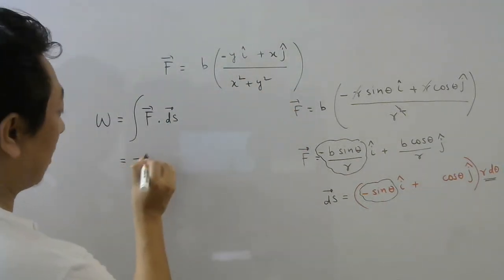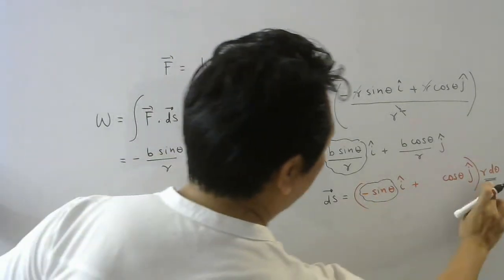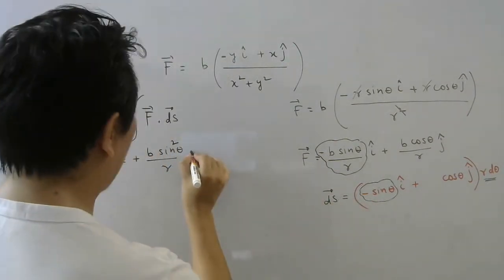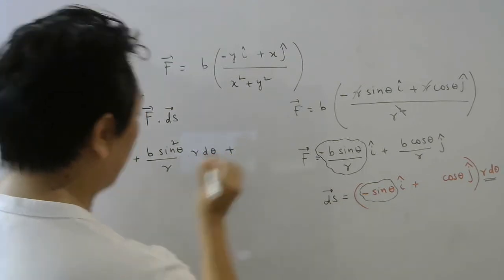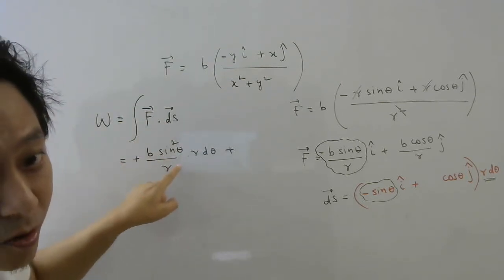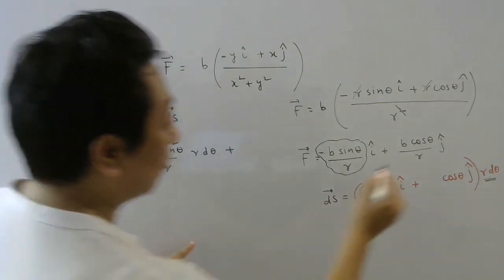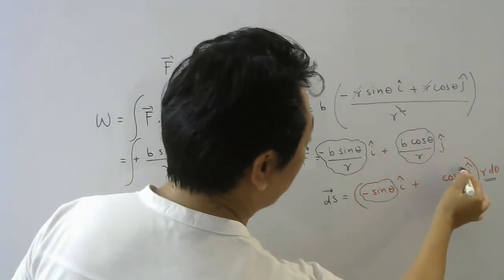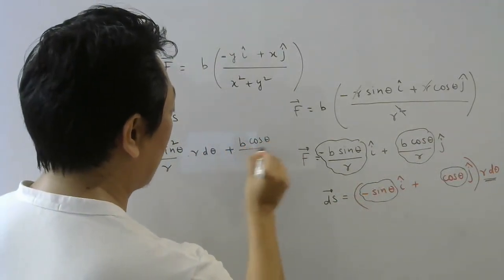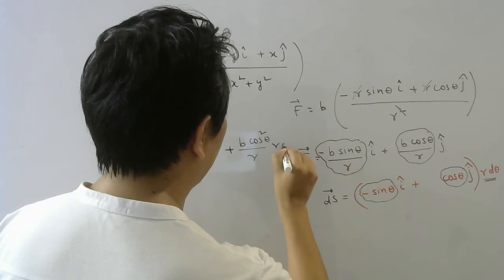Okay, so it will be minus b sin theta by r into this x component, which is minus, minus minus will become plus sin square theta, and here r d theta, plus. So this is the x component of this into x component of this, you have to multiply. Of course, there will be integration sign here, right? Plus y component of this into y component of this. So that will be b cos theta by r into cos theta will become cos square, and this r d theta. Very nice.